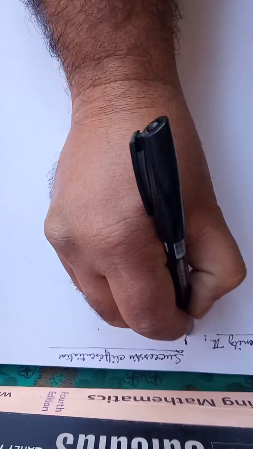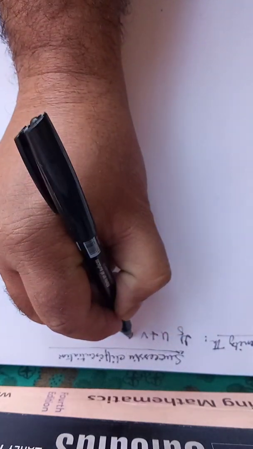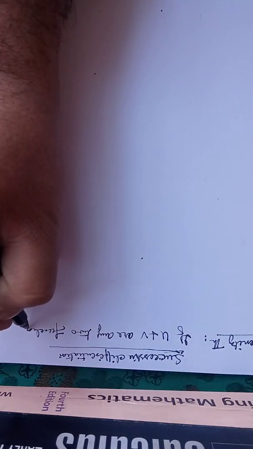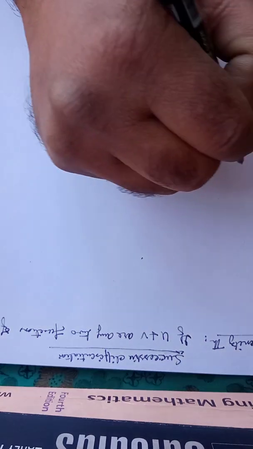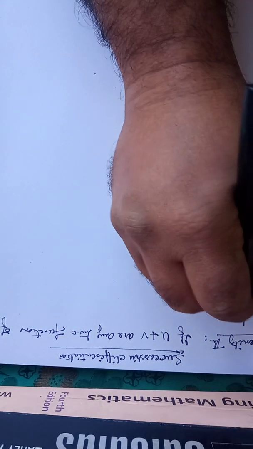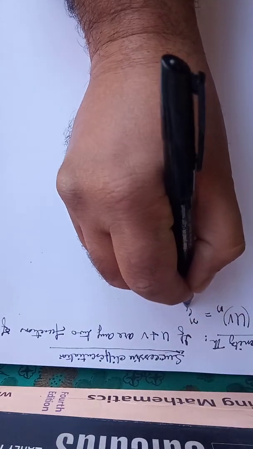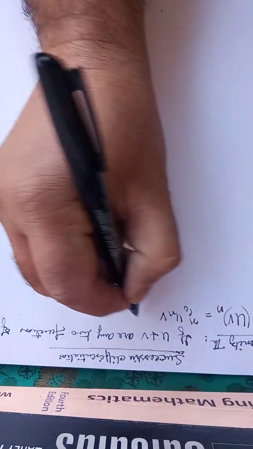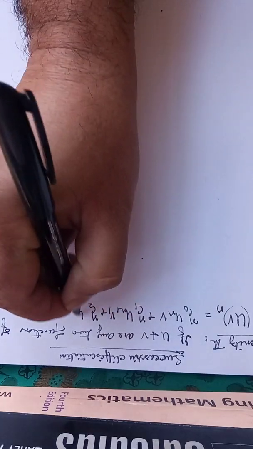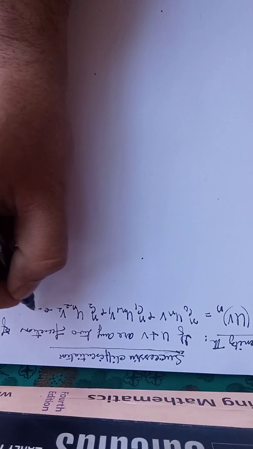It states that if u and v are any two functions of x, which are differentiable up to nth order, then we can find the nth derivative of their product (uv)n. It is nC0 u_n v + nC1 u_(n-1) v_1 + nC2 u_(n-2) v_2 + and so on, up to nCn u v_n.